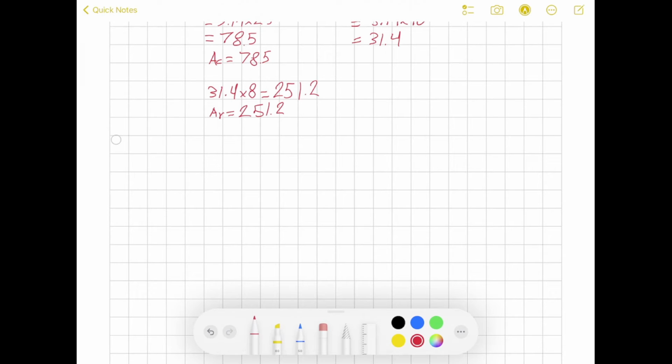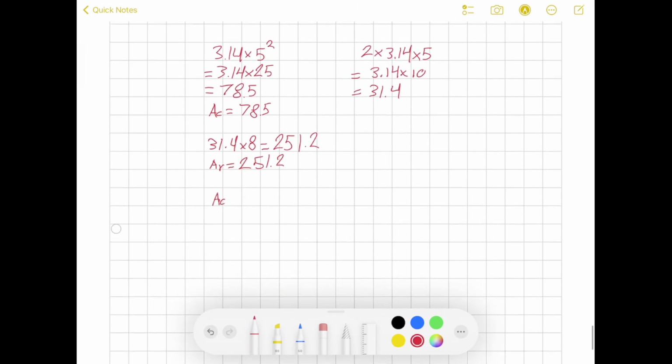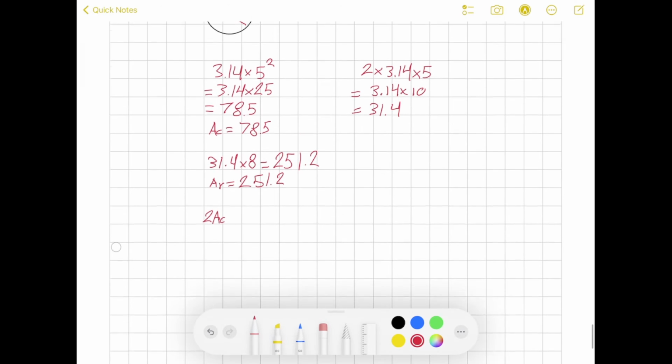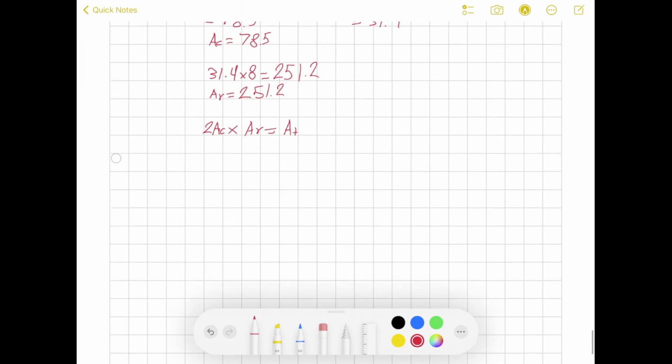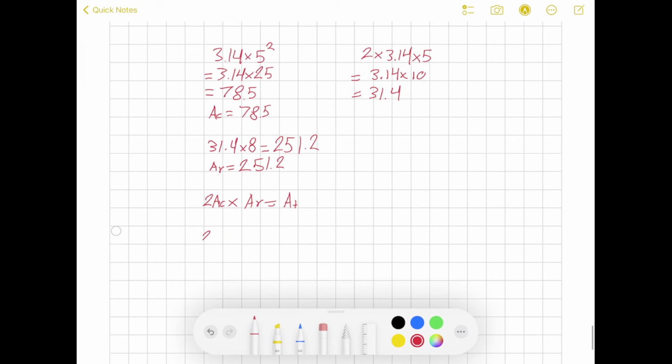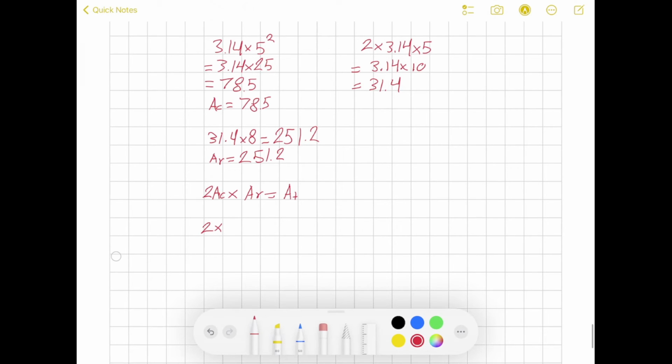So we do AC, but remember, we only got the area of one of the circles. So we're going to write 2 AC, so both the circles, plus AR is going to give us our A total, or AT, right? So let's replace this. So 2 times our AC, which is 78.5, plus our AR, which is 251.2.